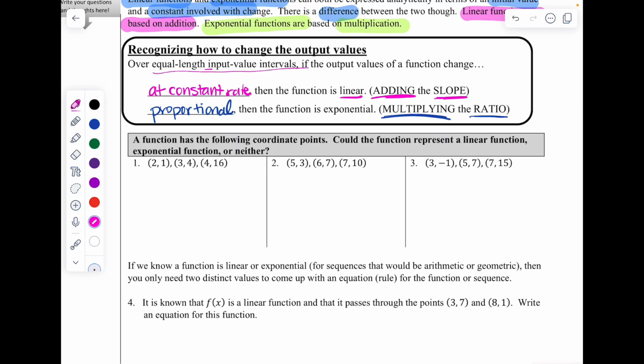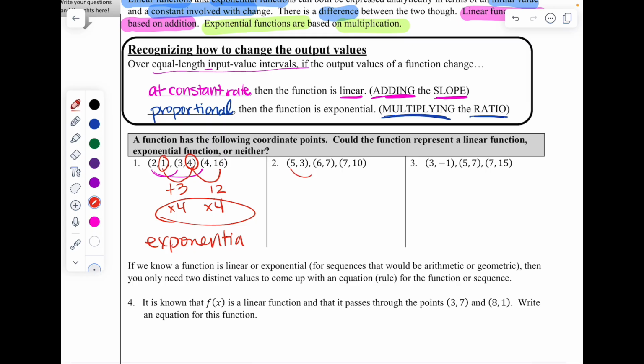For number one, it says a function has the following coordinate points. Could the function represent a linear function, exponential, or neither? So what do we know here? I see that the x's are increasing by 1 every time, so that's good. Let's look at what's happening to the y. The y value is increasing by 3, and then it's increasing more than 3. So we're increasing by 3, and then we're increasing by 12. So this tells me let's look at a non-additive way. Can we multiply? We can multiply by 4 every time. So this tells me that it's exponential.